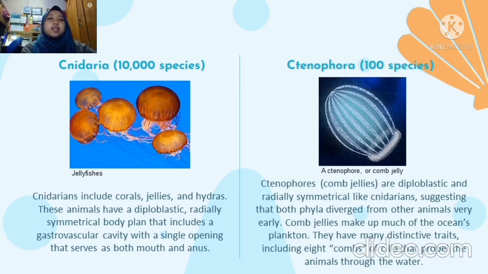And then we have Ctenophora, and it has about 100 species in this world. Ctenophores, or comb jellies, are diploblastic and radially symmetrical like cnidarians, suggesting that both phyla diverged from other animals very early. Comb jellies make up much of the ocean plankton, and they have many distinctive traits, including 8 combs of cilia that propel the animals through the water.